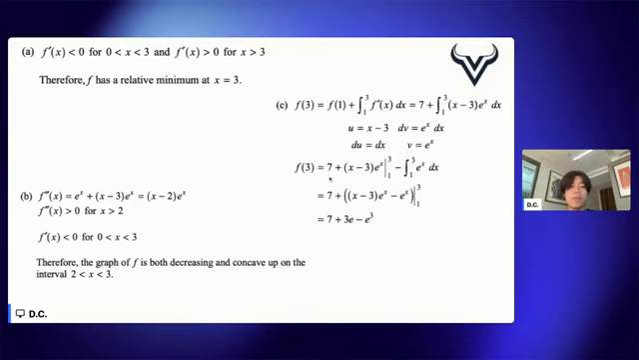Now it's just plugging in: 7 plus x minus 3 times e to the x from 1 to 3, minus the integral from 1 to 3 of e to the x. And then you just plug in the values. You should get 7 plus 3e minus e to the 3rd.